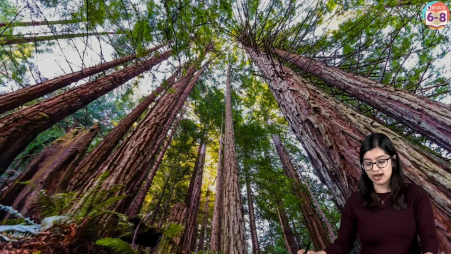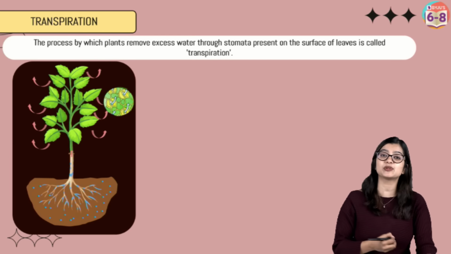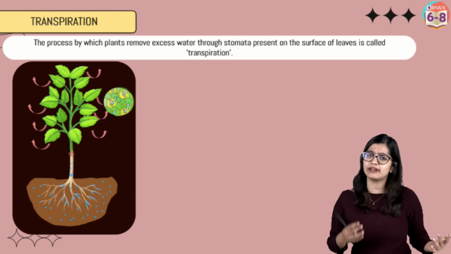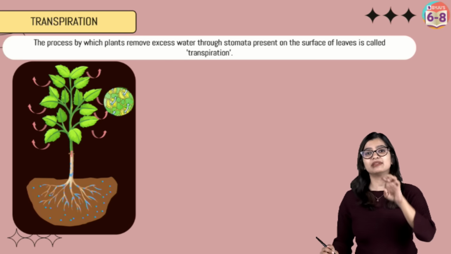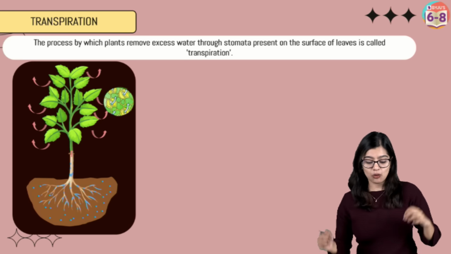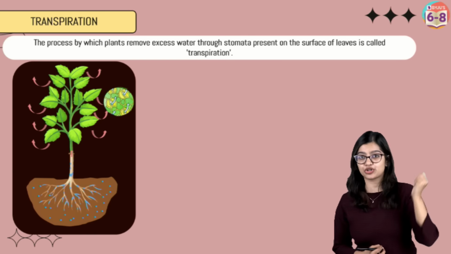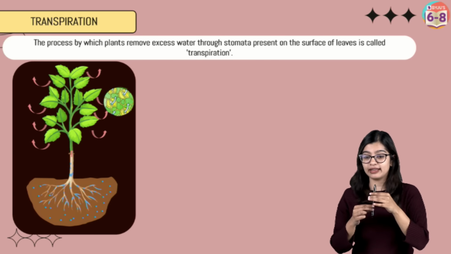Now, in taller plants, we see that there is another mechanism involved, which is called transpirational pull. Now, what is transpiration? So, quickly to recall, we know transpiration is nothing but the loss of water in the form of water vapor from the aerial parts of the plant. Now, when water is lost in the form of water vapor, we see that it creates a suction pull.